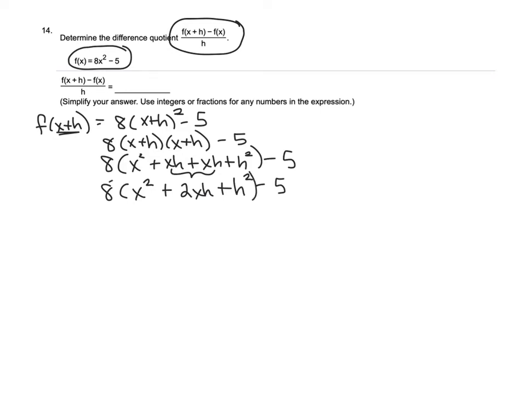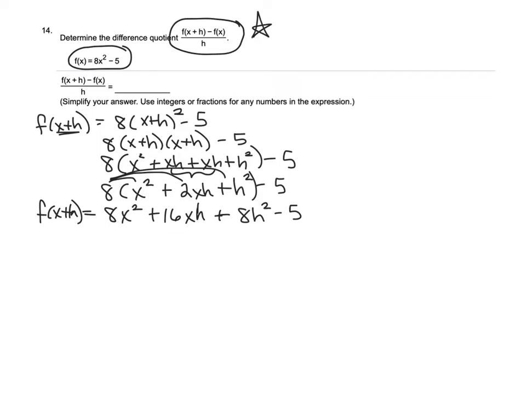Let's multiply the 8 through. We have to distribute it through. That's what, 8x squared plus 16xh plus 8h squared minus 5. Now make sure you do this. A lot of people will work it through and they will forget to multiply that 8 all the way through. They'll only multiply it by the x squared. That'll mess up your answer. Okay, so f of x plus h. This is the longest part of the problem. It's supposed to be long and drawn out, but now we can stick it in to our formula here and things ought to shrink. Okay, so let's do that.